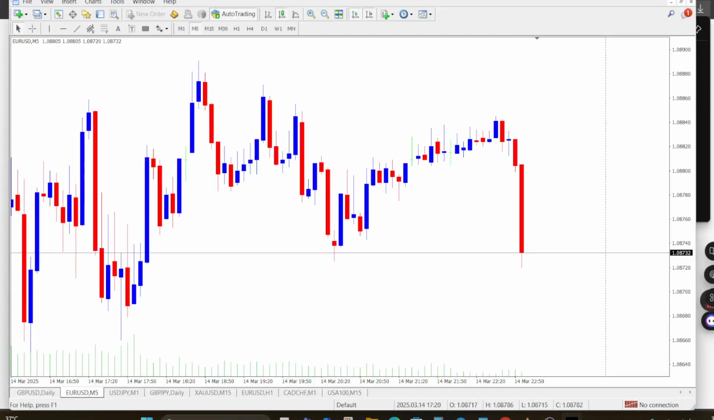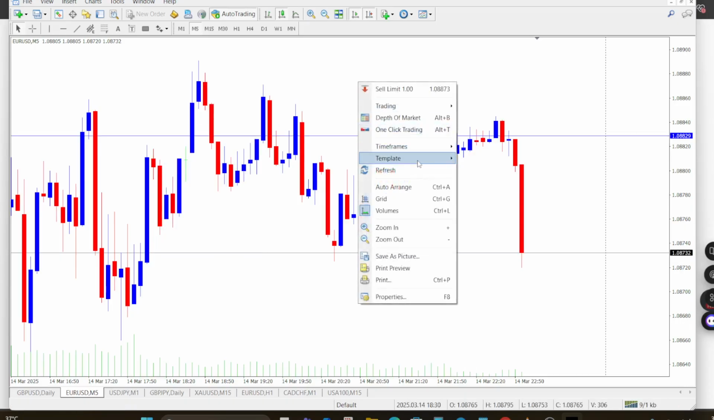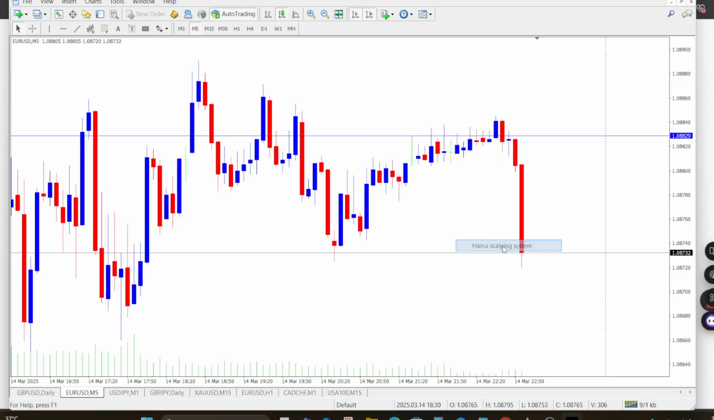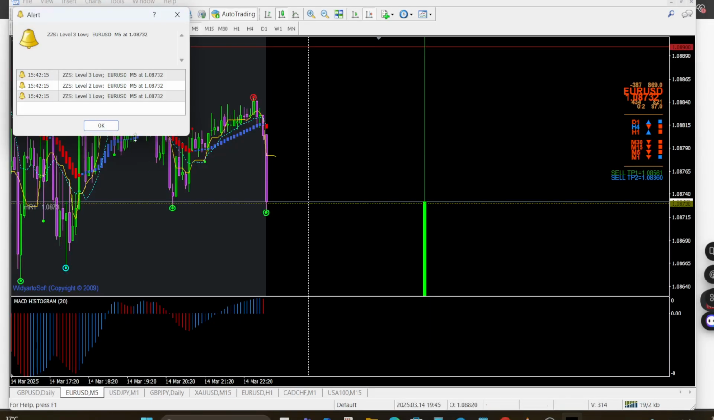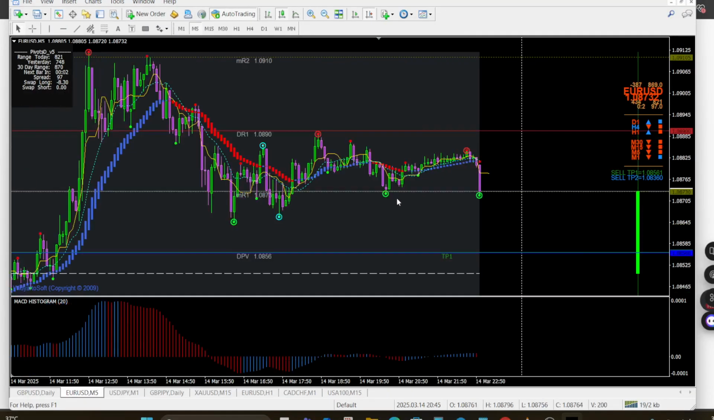Okay, so having done that, now we can just add the template to the chart. Just right click on your chart, click on template, and then this is the Hama scalping system. We can add it right here on the chart, and here we go. So we have the Hama scalping system right here on our chart. Now you can see that this system uses a lot of indicators, right? But let us just go through them step by step.